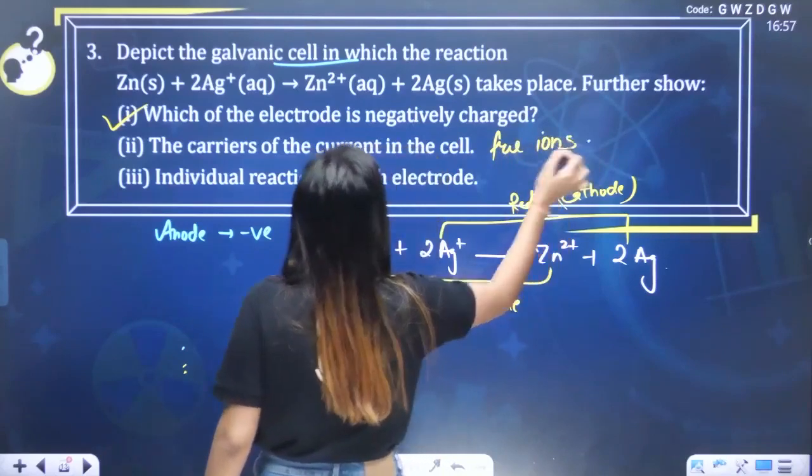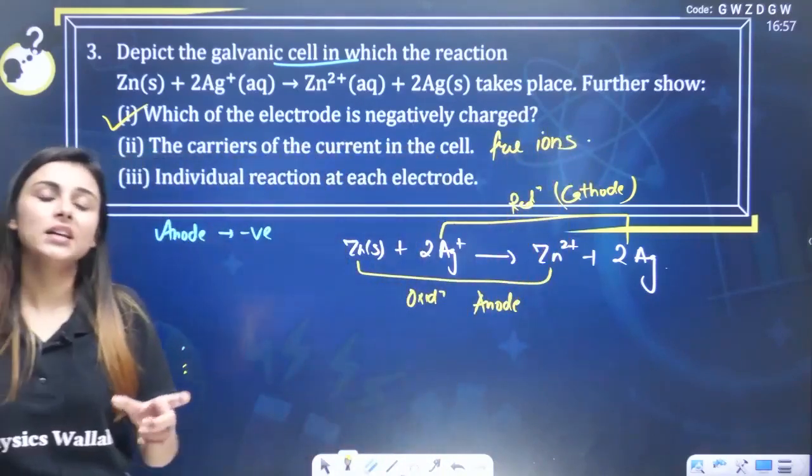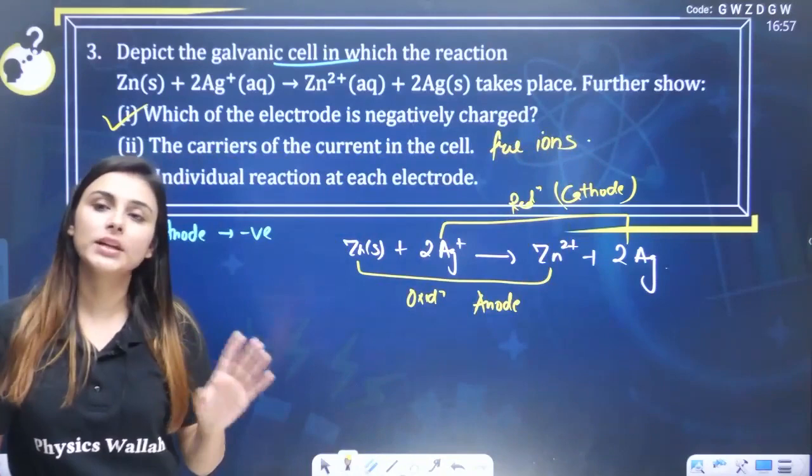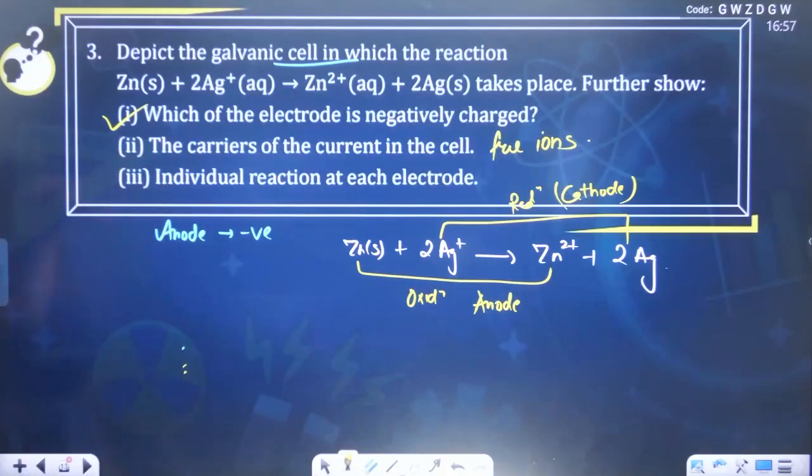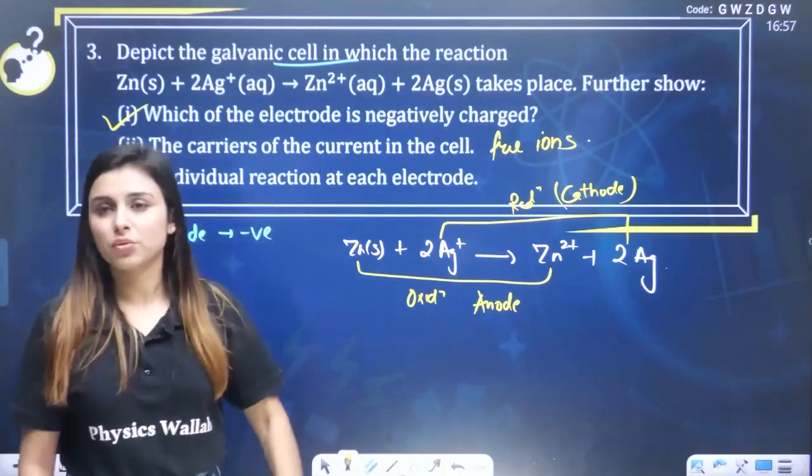The answer would not be electrons because it has specified that you have to give the answer in the cell, not out of the cell. Okay, let's talk about the third part. Individual reactions at each electrode.